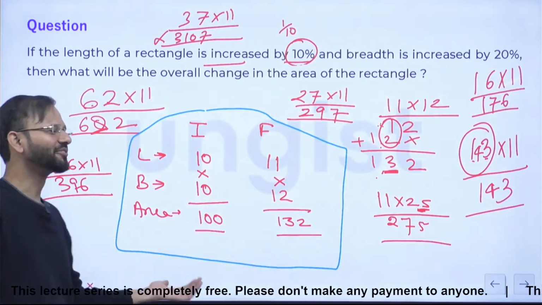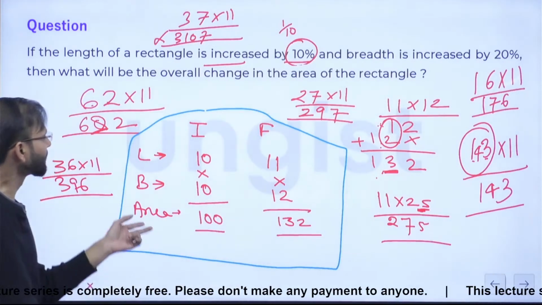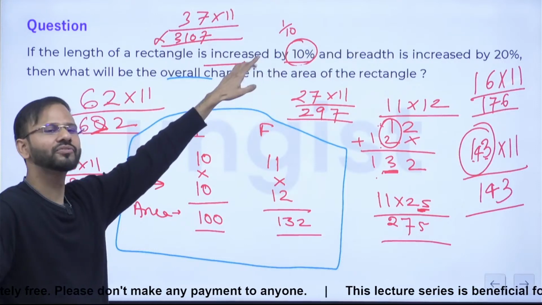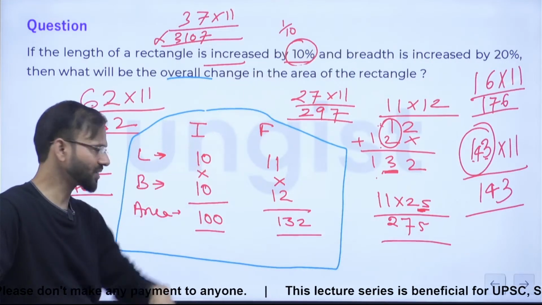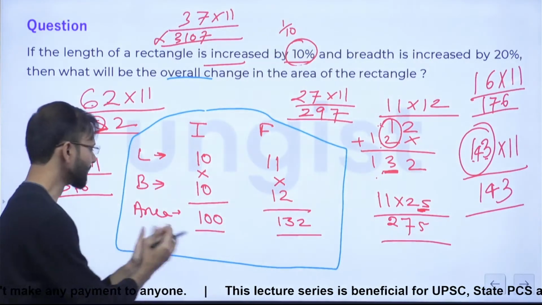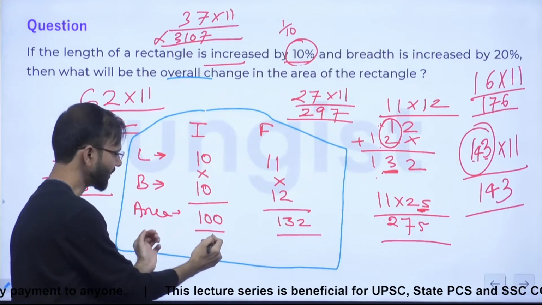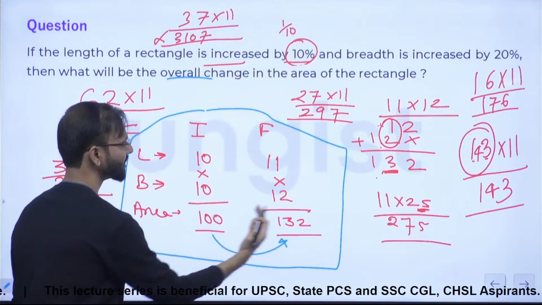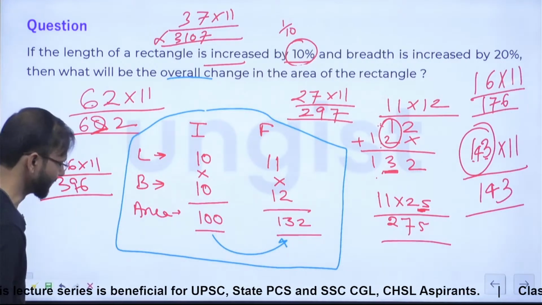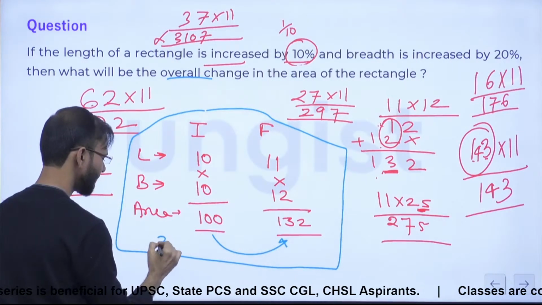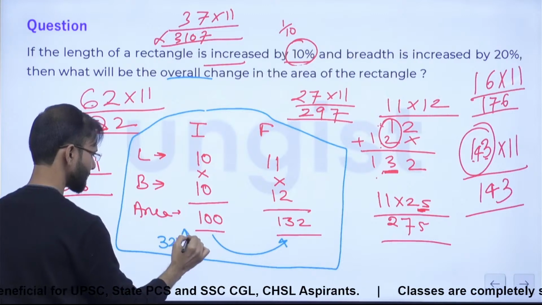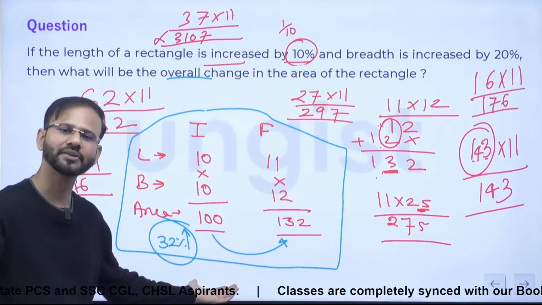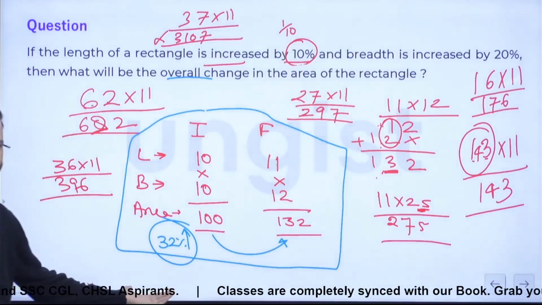Okay. So all of you look here for a moment. Tell me, the question is what is the overall change in the area of the rectangle. Guys, the initial area was 100. The new area is 132, right? So by how much percentage has it increased? Yes. So the area is increased by 32%, guys. Everybody clear now? Area is increased by 32%. Guys, it is fine? Okay?